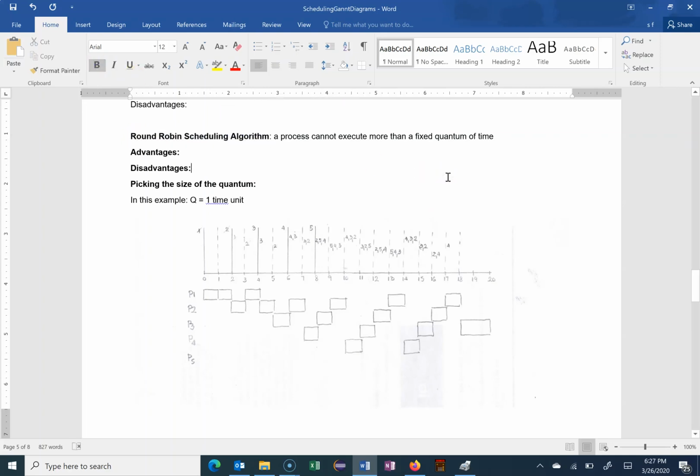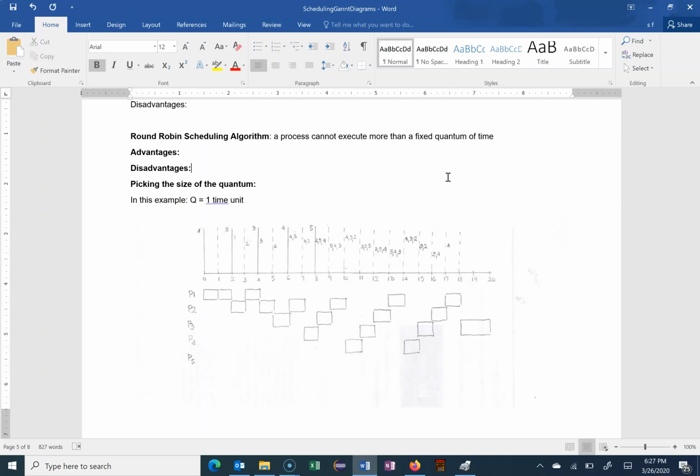Let's move on to a very well-known, popular scheduling algorithm, which is the round-robin scheduling algorithm. This algorithm is used a lot in a time-sharing environment. Based on this algorithm, a process cannot execute more than a fixed quantum of time. Again, the quantum of time is usually on the order of hundreds of milliseconds.